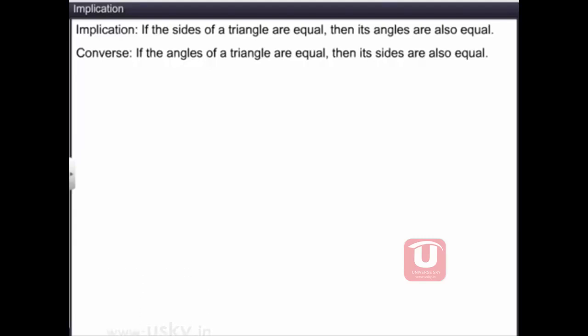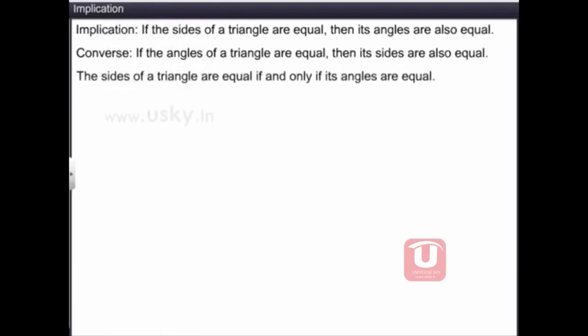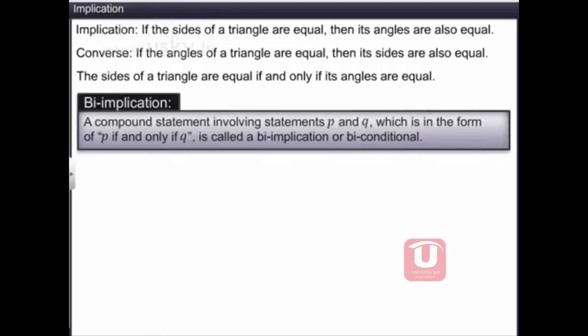Such statements can also be expressed as: the sides of a triangle are equal if and only if its angles are equal. Such compound statements are called a bi-implication or biconditional. A compound statement involving statements P and Q, which is in the form of P if and only if Q, is called a bi-implication or biconditional.